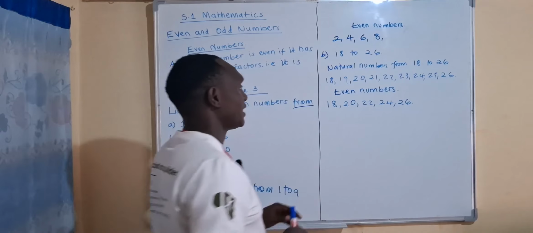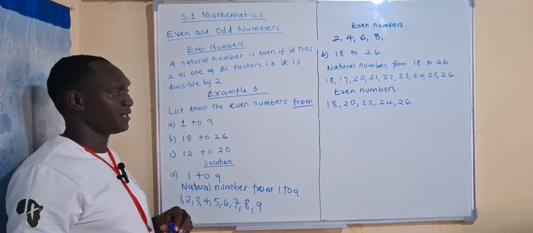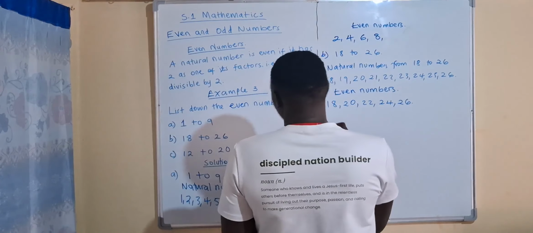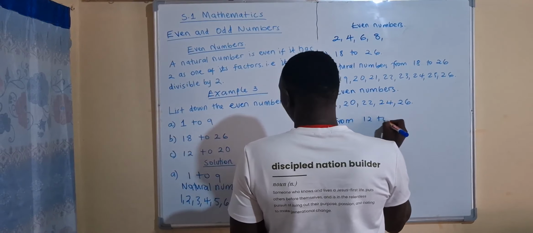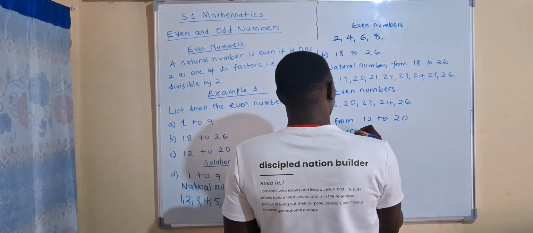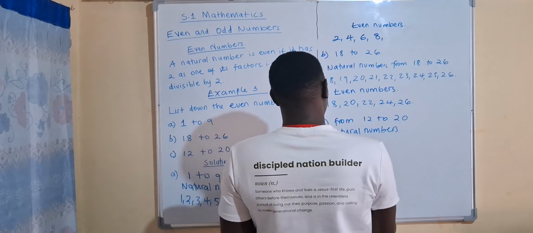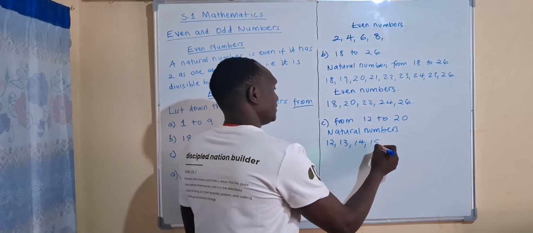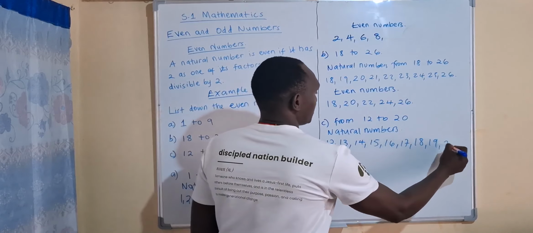You keep on testing on the calculator, divide each number by 2. If there is a remainder, you discard it. But if there is no remainder, it is an even number. Then we go to part C. Part C says from 12 to 20. So what are the natural numbers in this range? When 12 and 20 are inclusive, we shall say it begins 12, 13, 14, 15, 16, 17, 18, 19, and then 20.